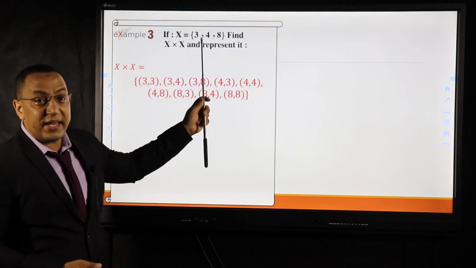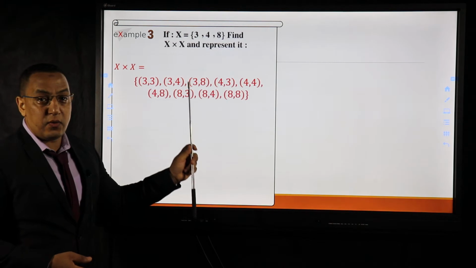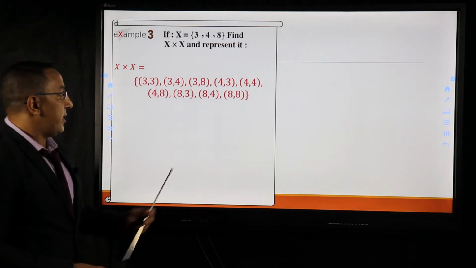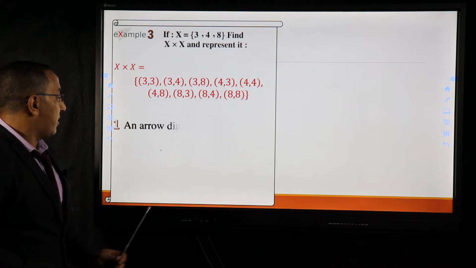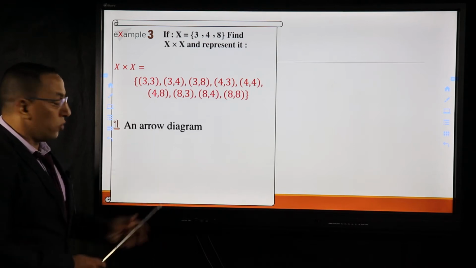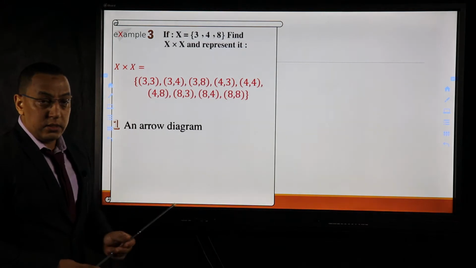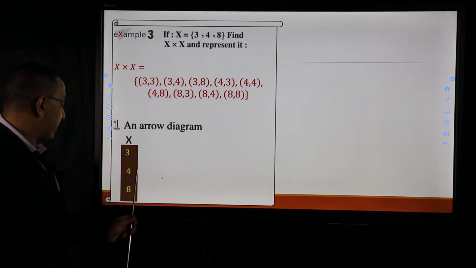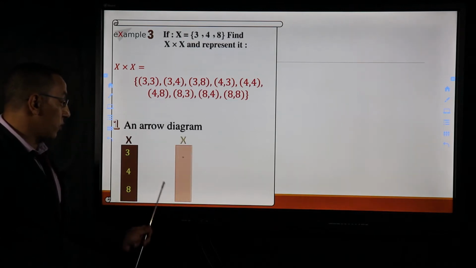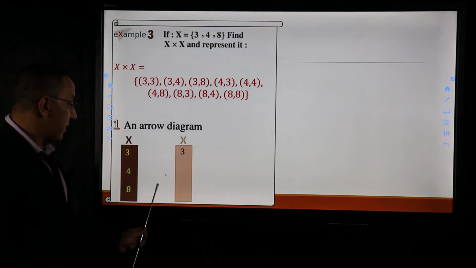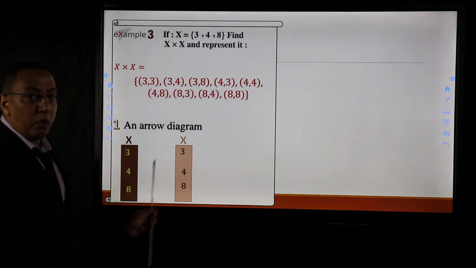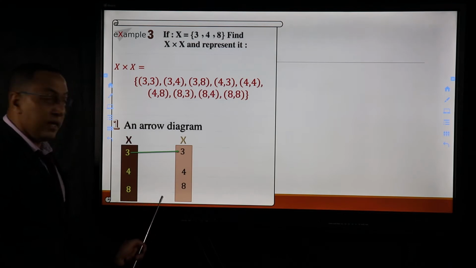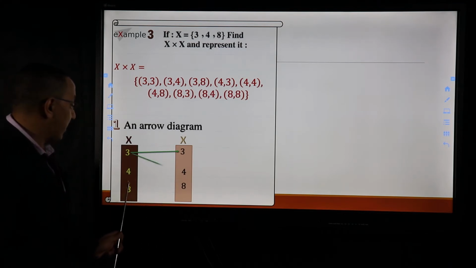Because we have 3 elements, the number of elements here equals 3 times 3, or 3 to the power of 2, equals 9. Now to represent this by the arrow diagram, I'm going to draw 2 rectangles. The first one is x, the second one is x; here x is 3, 4 and 8. The second one also is x, also equal to 3, 4 and 8. And I'm going to connect 3 with all elements, and 4 with all elements, and also 8 with all elements, like this.